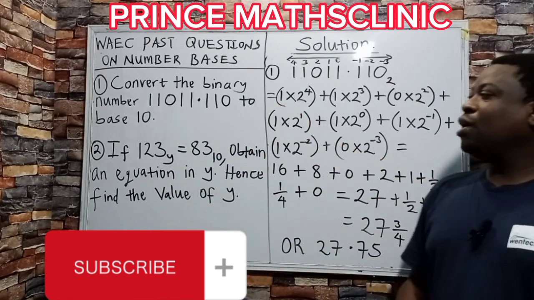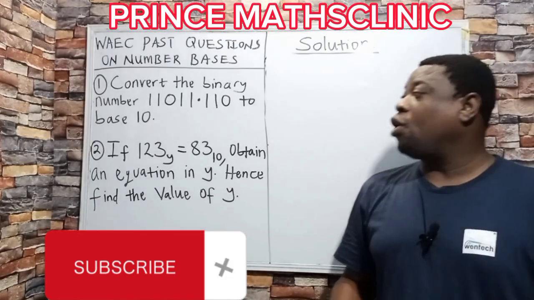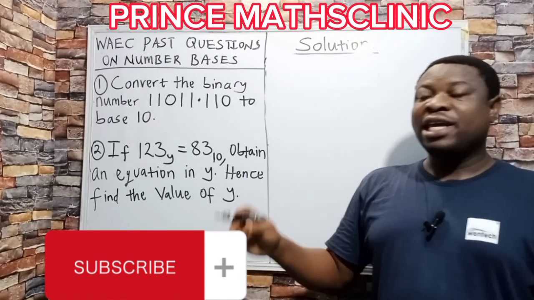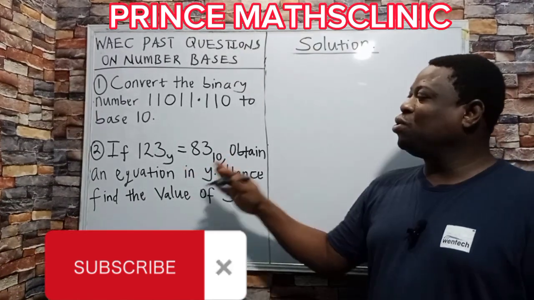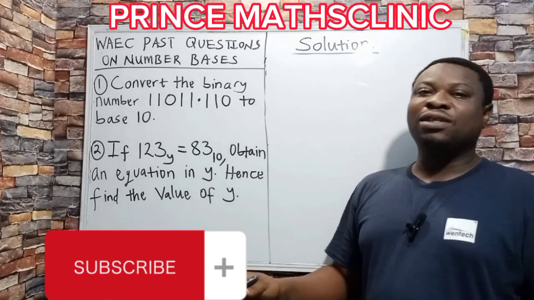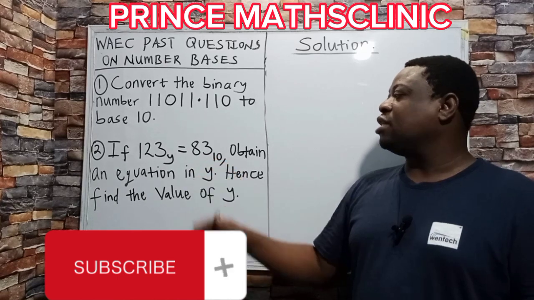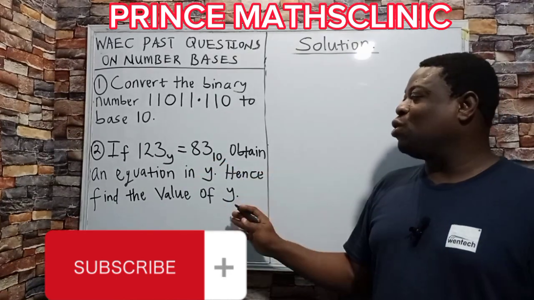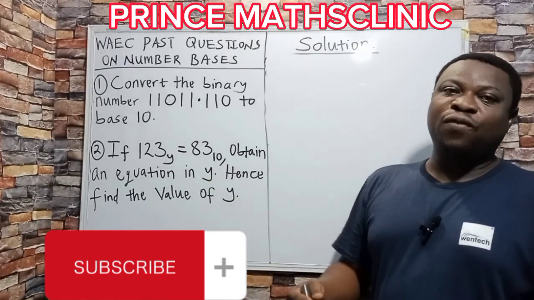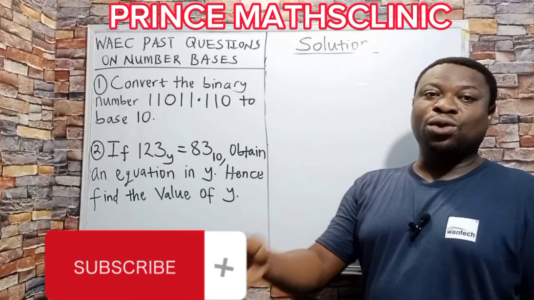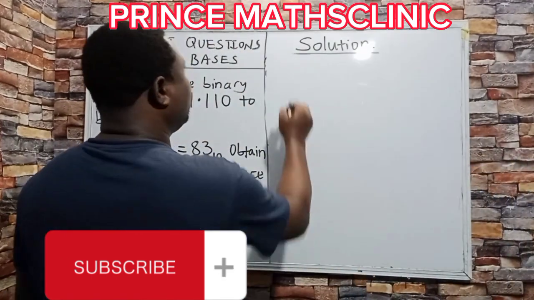Now, let's examine the second question. In the second question, we were given an unknown base, 123 base y, which we don't know, equals 83 in base 10. We have to obtain an equation in y, which is this base, and hence we have to find the value for that unknown y.